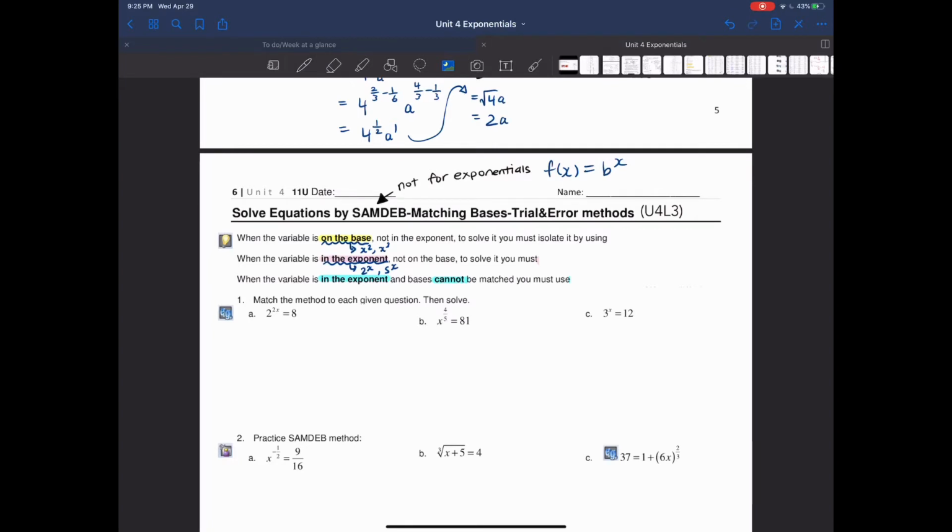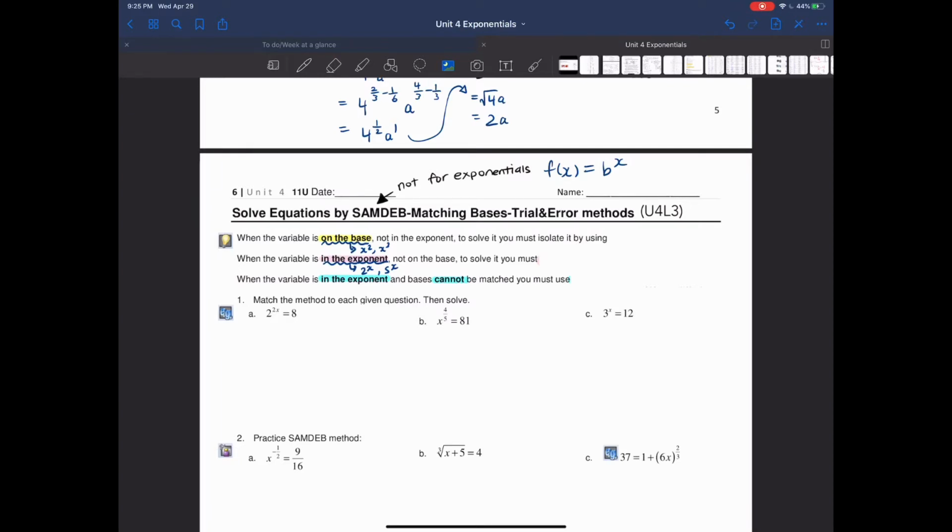We're not going to use BEDMAS backwards for exponentials. What I mean by exponential is when you have f(x) equals b to the x, where we have the base and you have the x. This is an exponential function. The first situation is when the variable is on the base. As you can tell, I have x squared, x cubed, the base is x, so not in the exponent.